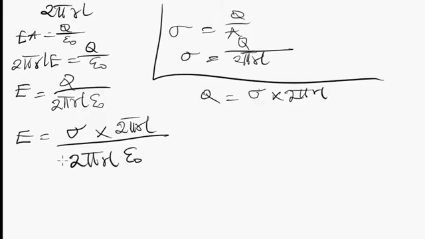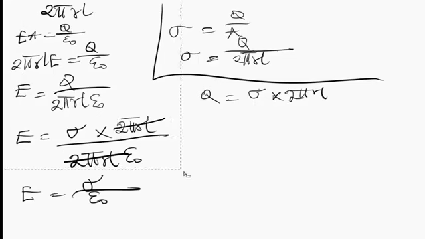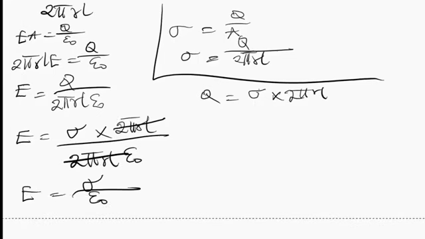Now, see how simple it can be. We can cancel off this, and then E now becomes sigma over E naught, or the surface charge density over E naught. Alright guys, so I'll go ahead and wipe this. So move up a bit to the next level, which is volume charge density.